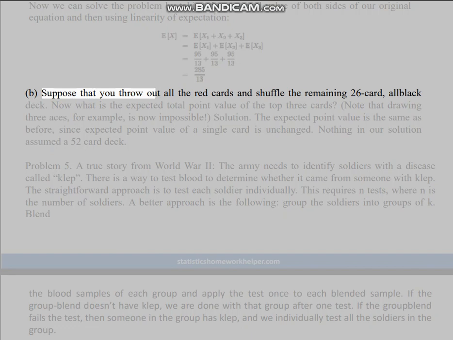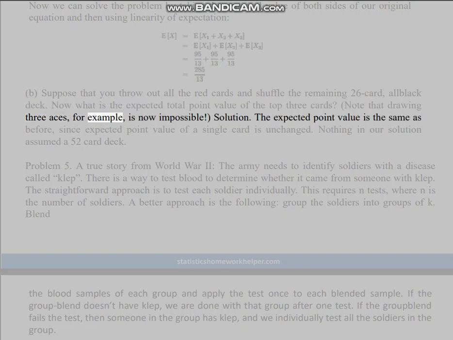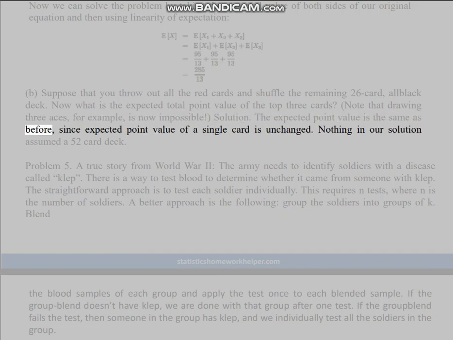B. Suppose that you throw out all the red cards and shuffle the remaining 26 card, all black deck. Now what is the expected total point value of the top 3 cards? Note that drawing 3 aces, for example, is now impossible. Solution. The expected point value is the same as before, since the expected point value of a single card is unchanged. Nothing in our solution assumed a 52 card deck.